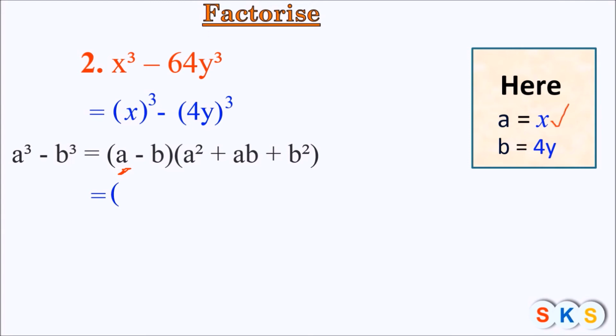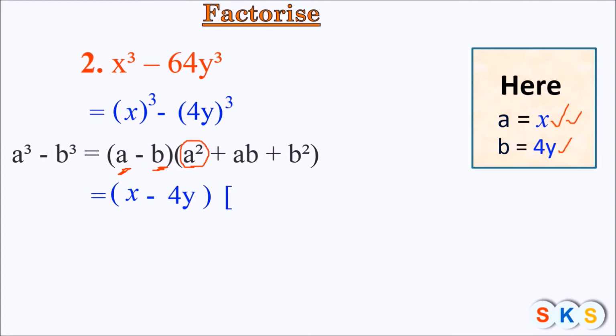And you can see that the second term of the formula is b of the first bracket. And what is the value of b? It's 4y. So I'm going to replace a by x and b by 4y in the first bracket. So what we will get here? X minus 4y. Close the bracket. Okay, in the second bracket you can see here we have the first term as a square. Alright, and what is the value of a? You can see in the rectangular box it is x.